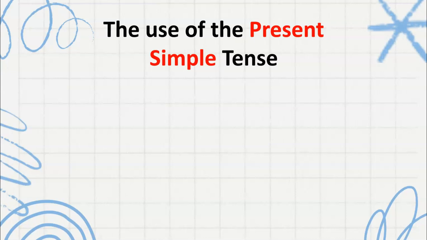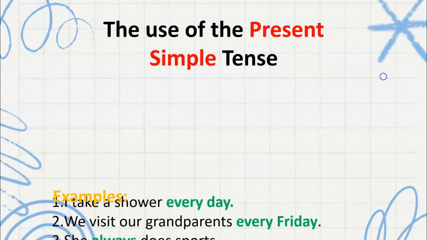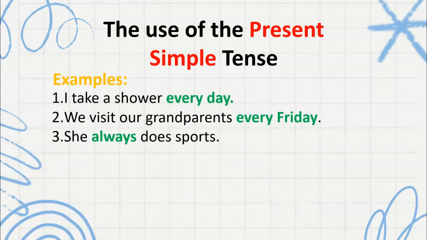Now, the next part is the use of the present simple. When I say the use, it means when we should use it. You know, in grammar, we have different tenses. We have the present simple, present continuous, future, past, present perfect, past perfect. We have plenty of tenses. And of course, we use them in different situations. For the present simple, what I gave you here is only one situation.